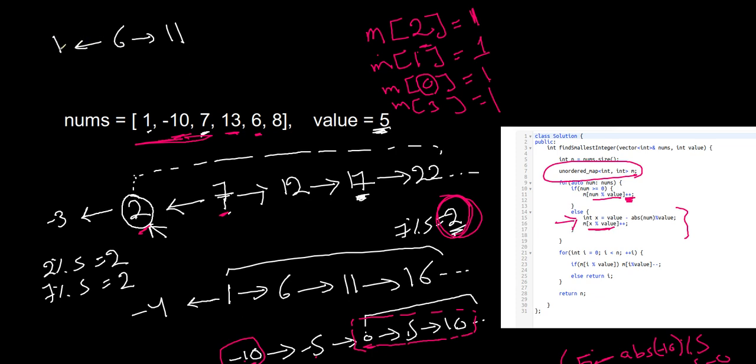6 minus 5 is 1. So all we need to store is the value 1, which is 6 mod 5. Since all of these values mod 5 equal 1, here m of 1 equals 1, we add another one, which is 2, and that means that we have two numbers in nums that have mod equal 1, and from this mod we can reach any value plus 5. So 1 plus 5 is 6, plus 5 is 11, and so on.